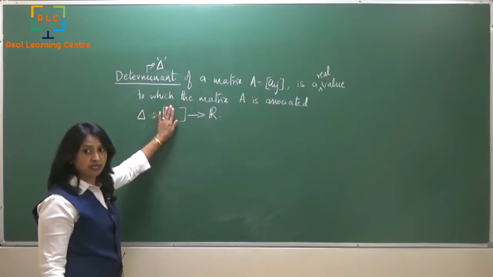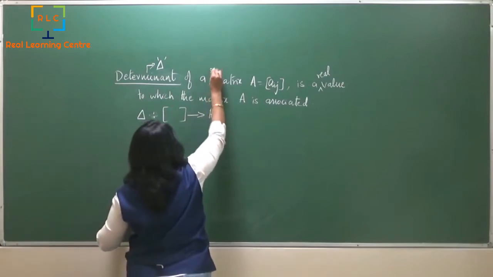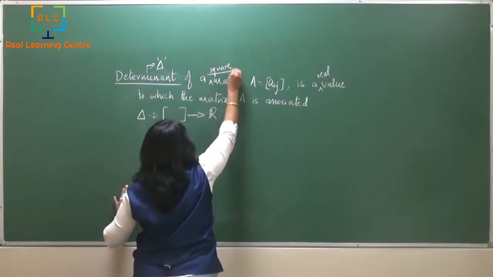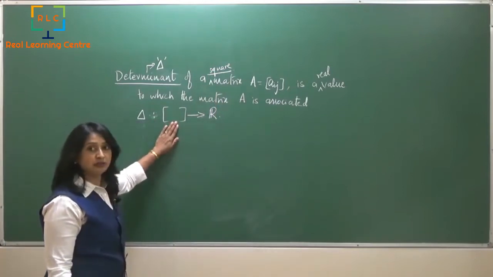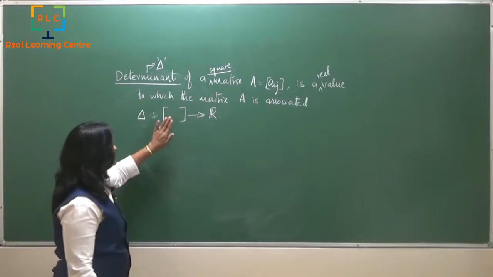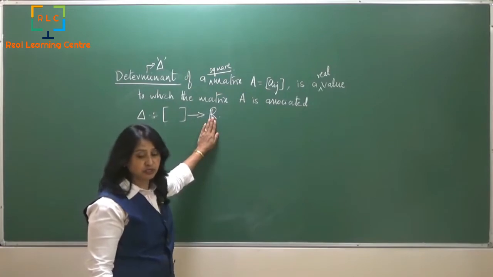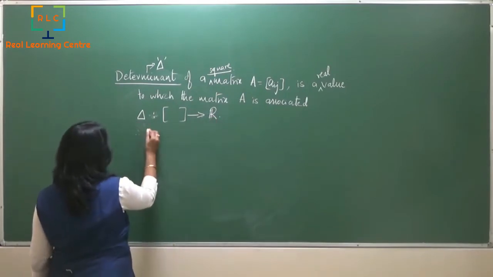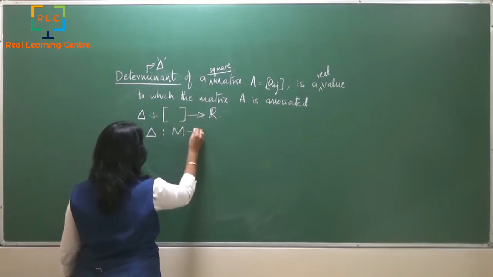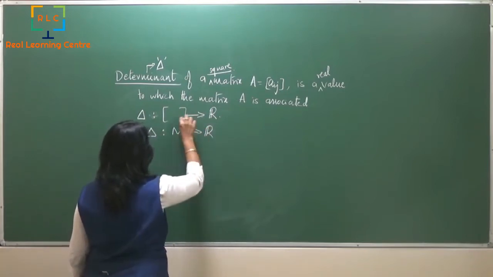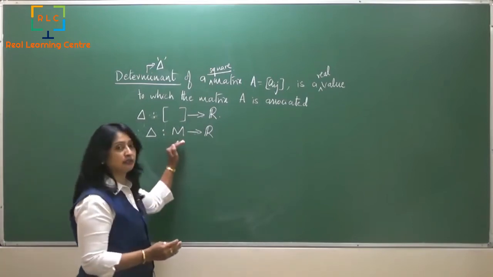From what kind of matrix? A square matrix. Determinant of a square matrix, yes, this word was important, is a function which is from the set of matrices to the set of real numbers. So I can write delta is a function from M to R. I wrote it like this so that you understand that all the set of matrices is given by the capital letter M.